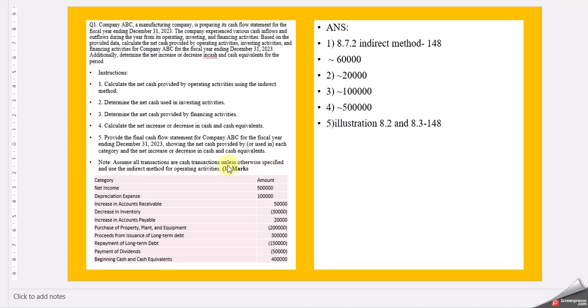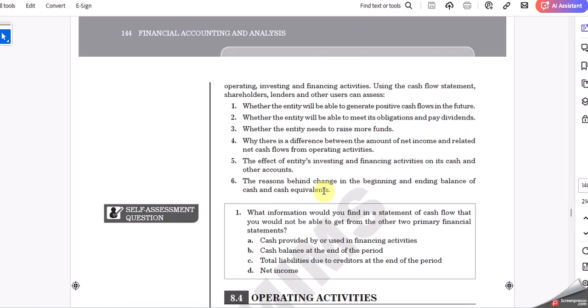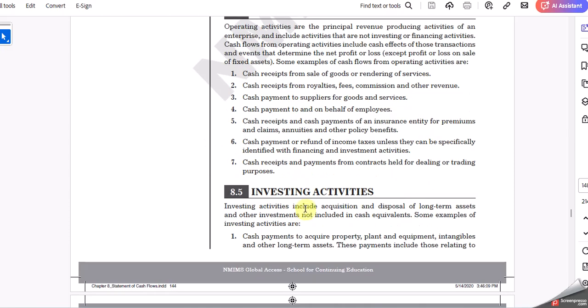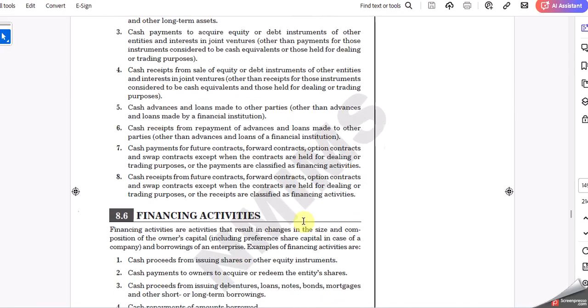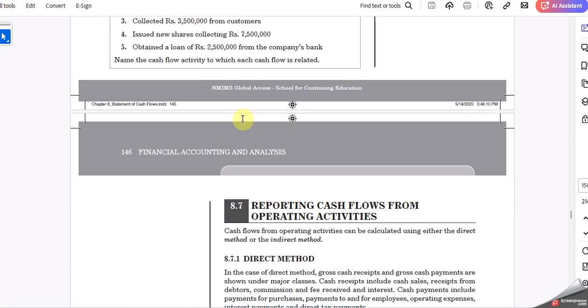Let's see, if we are trying to explain the concept, we can go directly into chapter 8, page number 148. Here you have operating activities, investing activities, then financing activities, what each is. So briefly you can write this down.